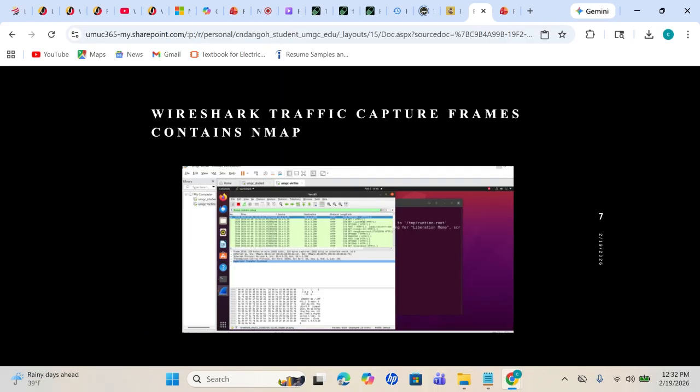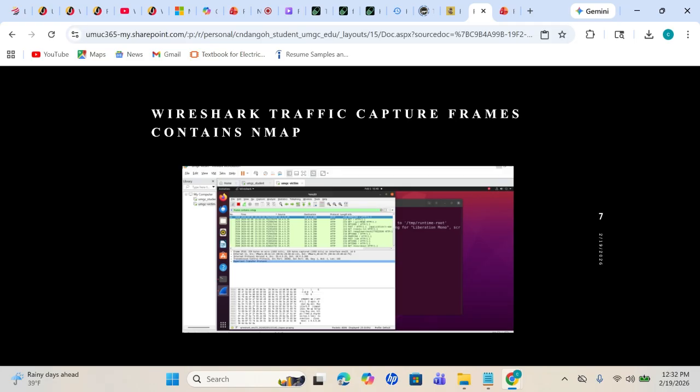Now, to understand everything after carrying out the Nmap command and the Nikto command on the victim machine, which is Ubuntu, currently running a server, I decided to open the system with the server on it, and I carried out a Wireshark scan to check for frames containing Nmap.